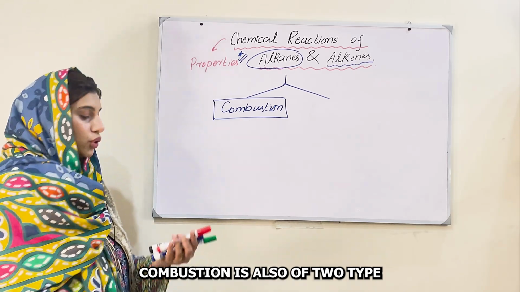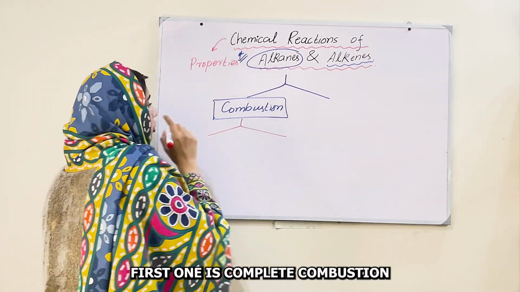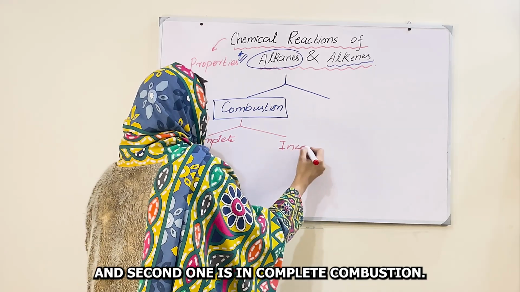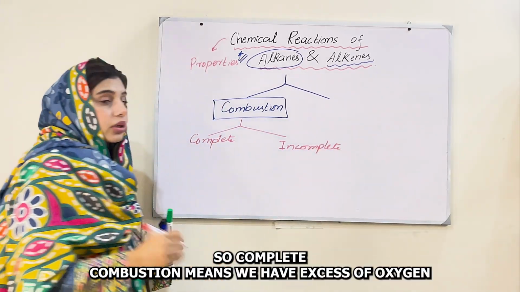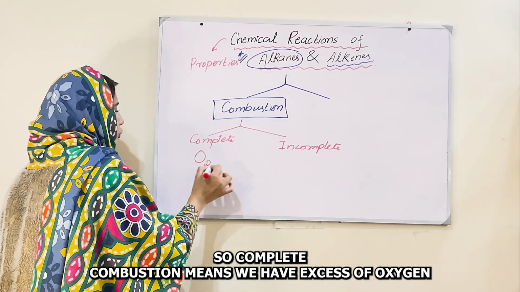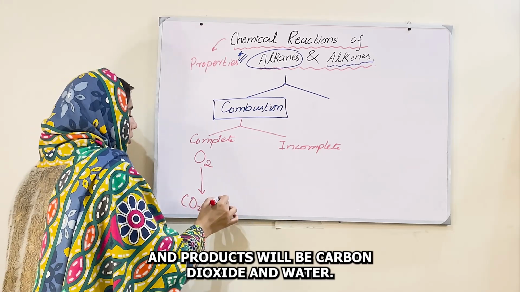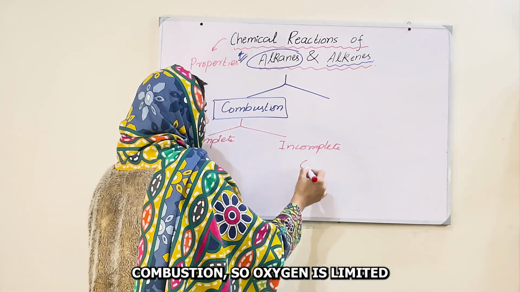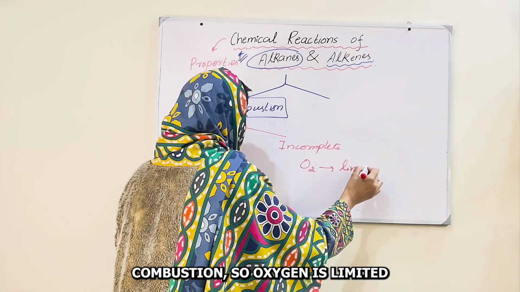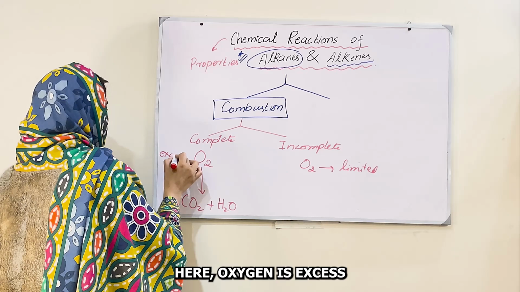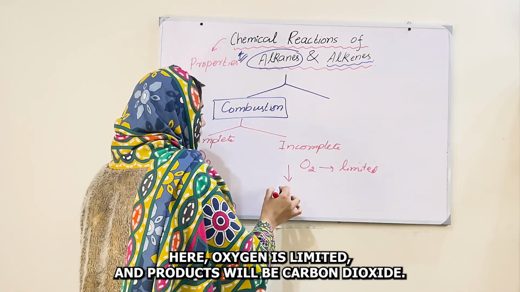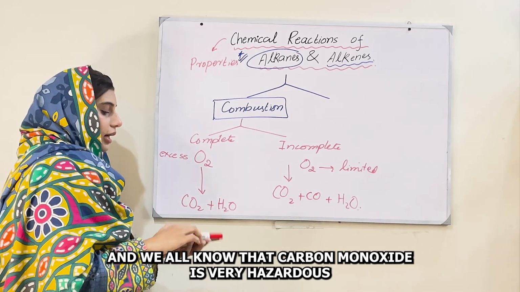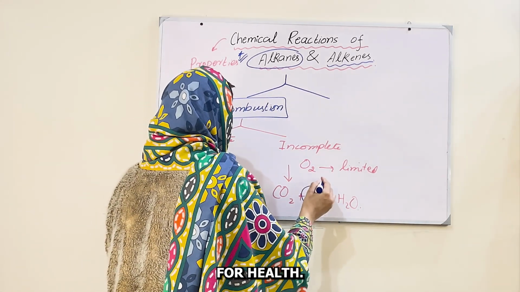Here is a small thing that I also want to discuss with you. Combustion is also of two types. First one is complete combustion, and second one is incomplete combustion. Complete combustion means we have excess of oxygen and products will be carbon dioxide and water. If I talk about incomplete combustion, oxygen is limited. Here oxygen is in excess, here oxygen is limited, and products will be carbon dioxide, carbon monoxide and water. And we all know that carbon monoxide is very hazardous for health.